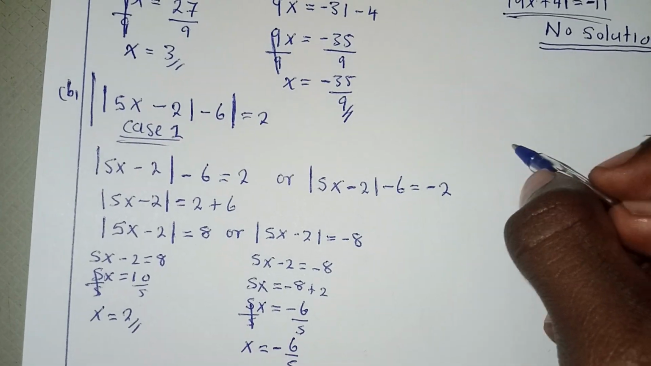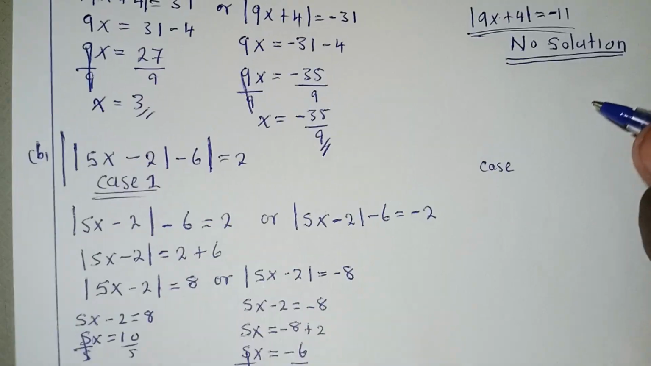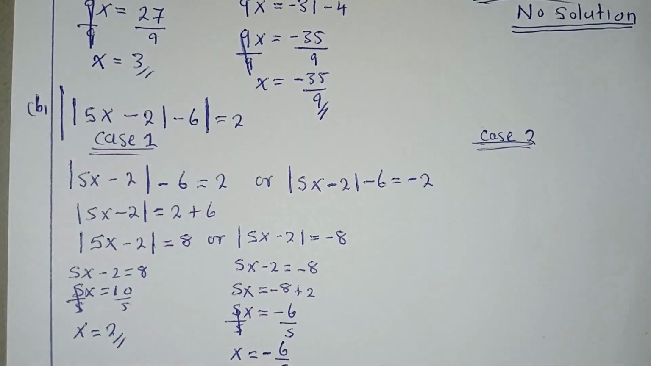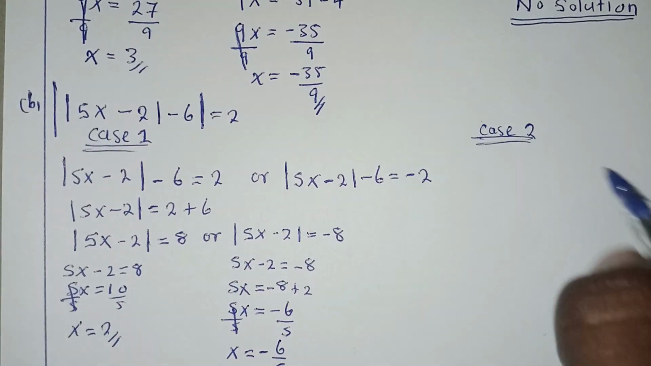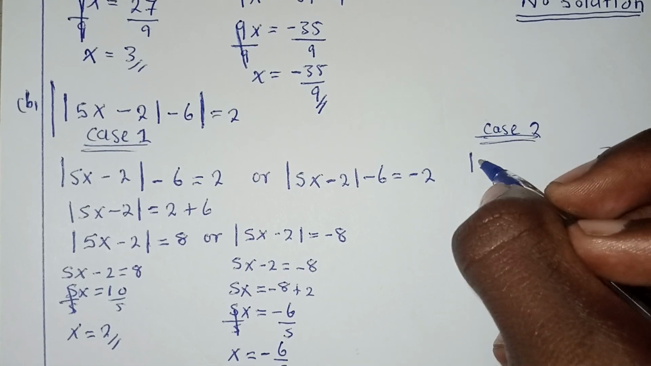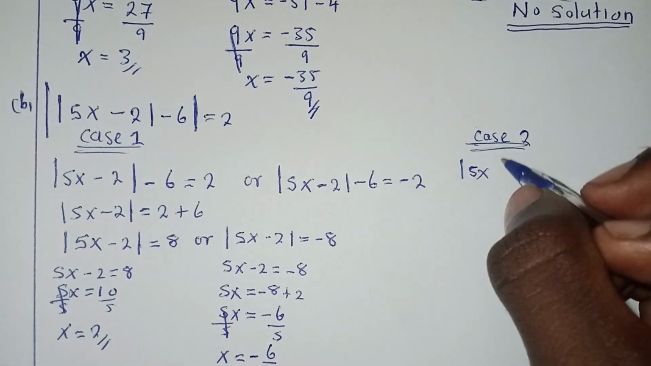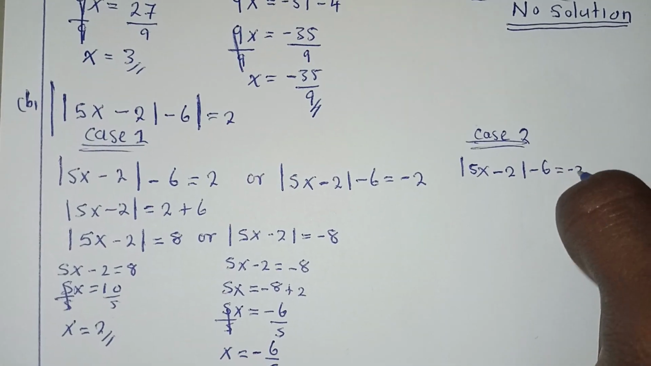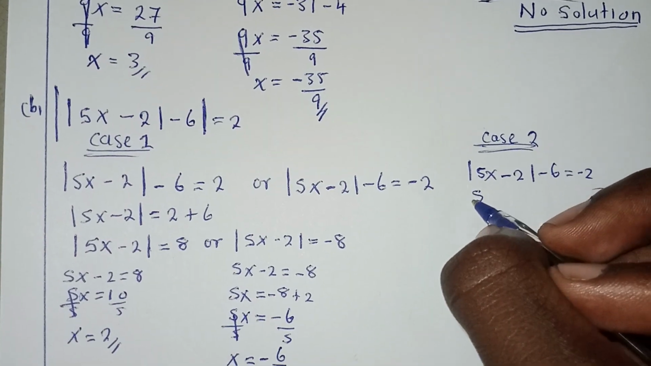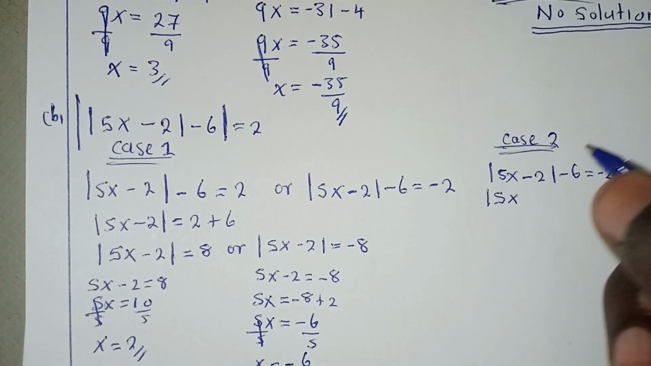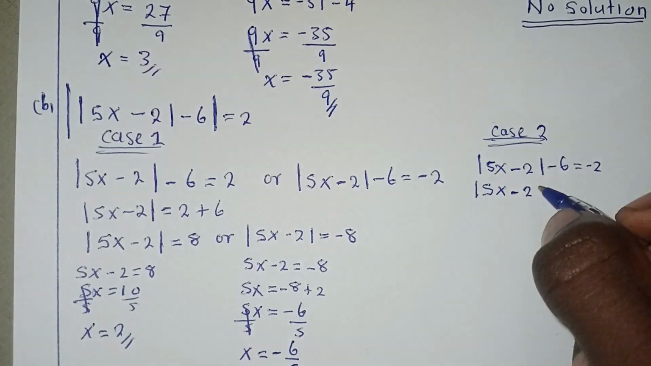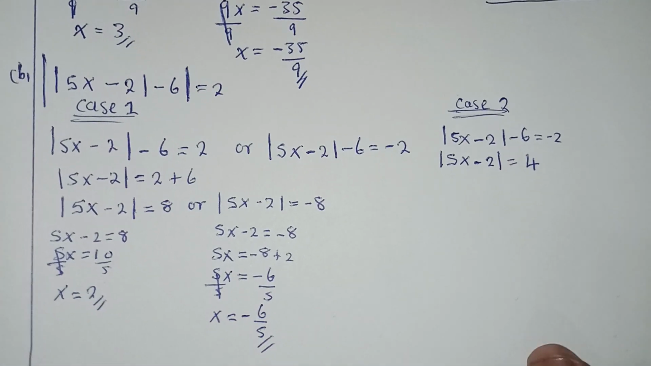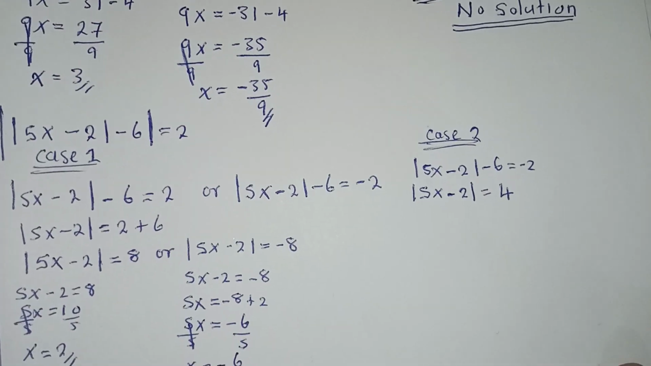Now for this one, which happens to be case 2, let's try to see if we're going to have a negative this side again. If we have a negative, then we don't proceed. So we say negative 2 minus 6 equal to negative 2, the absolute value of 5x minus 2, then this is going to be a 4. So you see, this is positive, meaning we can continue from this.